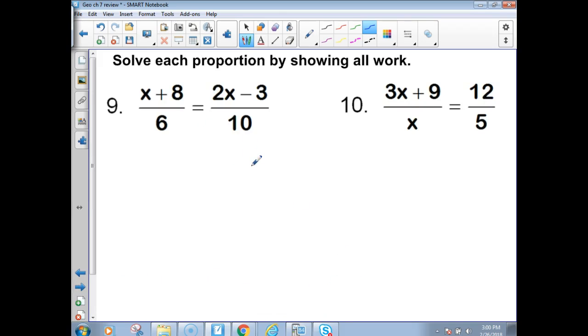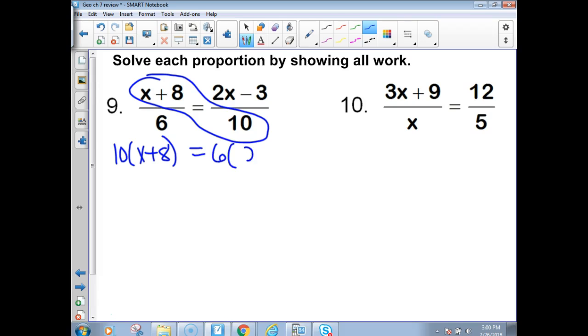All right, then this is what I saw most of you going after. You were quickly doing these because you like these, because you know how to do them. So you were doing 10 times x plus 8. Now, you don't have to write this step, but you need to remember to distribute. So I'm hoping you had 10x plus 80 equals 12x minus 18.